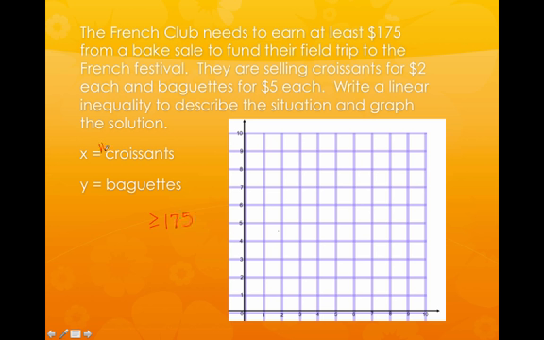Because these are the number of croissants and the number of baguettes, I'm going to have to write this with a value for each. So at $2 for some number of croissants and at $5 for some number of baguettes, they have to total something greater than or equal to $175. I'm going to fix my graph here just a little bit so this is reasonable.